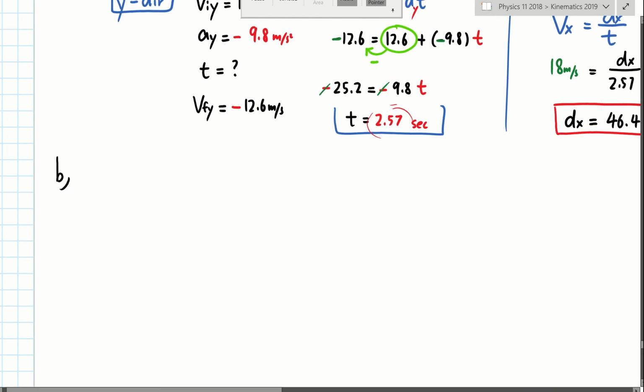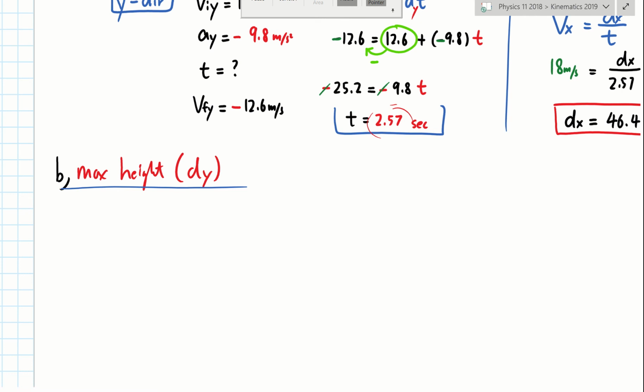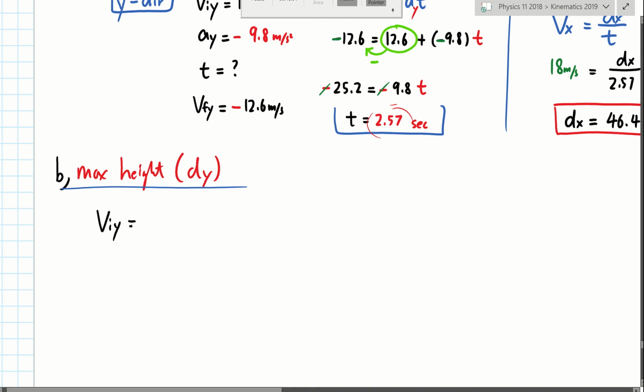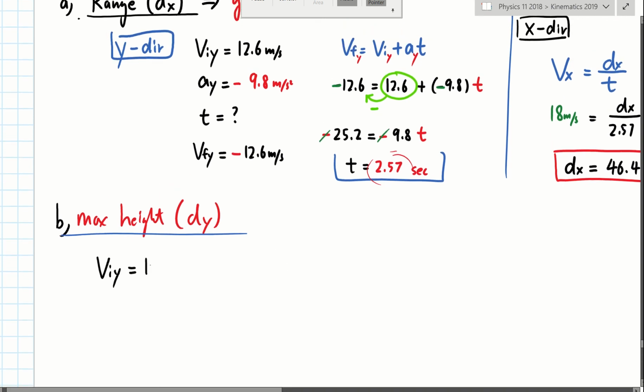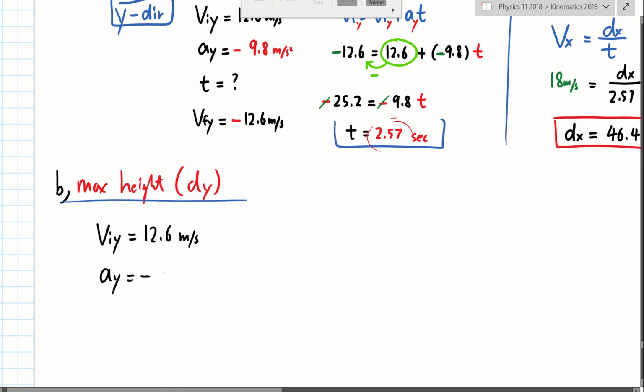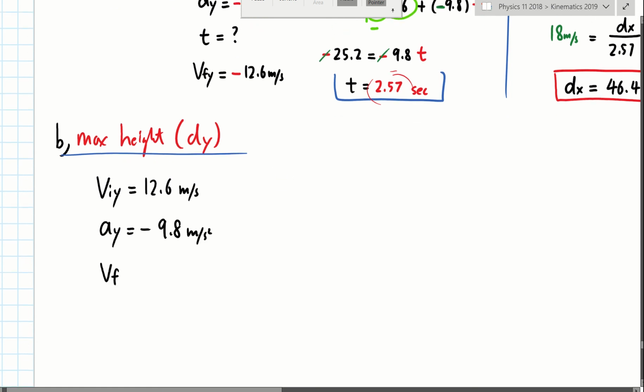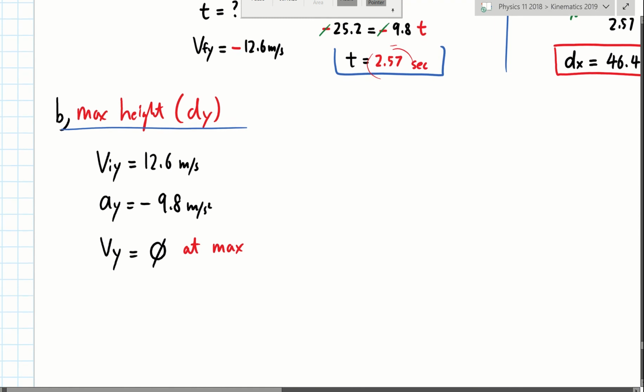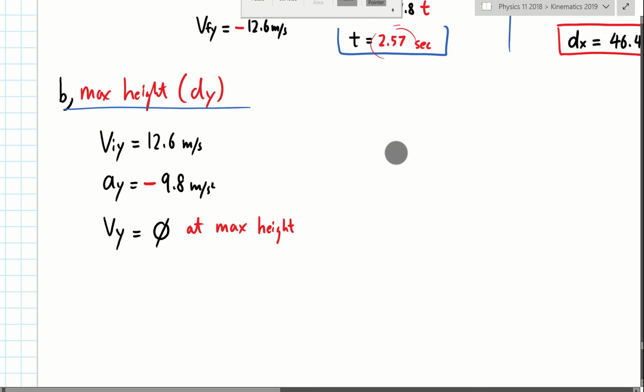So let's take those values and transfer it down here, some open space, and let's get that there. So I want max height. That means it's a dy, maximum dy, and so v initial y. So we're in the y world, right? Still 12.6 meter per second. Acceleration is from gravity, negative 9.8 meter per second square. At the maximum height, we have a vy that is equal to 0. Now, this is only true when you're at maximum. So when you're at the maximum height, your vertical speed is momentarily 0.